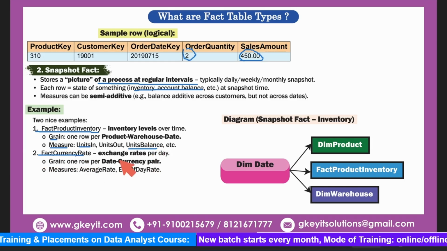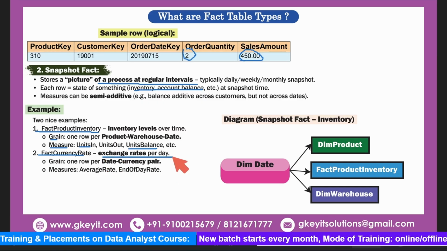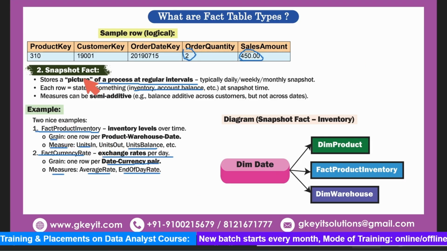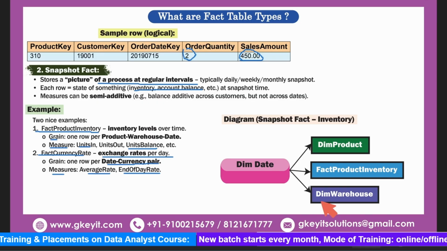And next would be fact currency rate. Here also exchange rates per day. We are calculating these things per day. That means a snapshot. Here the grain is one row per date currency pair. Measures are like average rate, end of day rate. These are the simple examples for snapshot fact. Coming to the diagram, dim date can be connected to dim product, fact product inventory, dim warehouse, something like that. We can have a snapshot fact inventory.